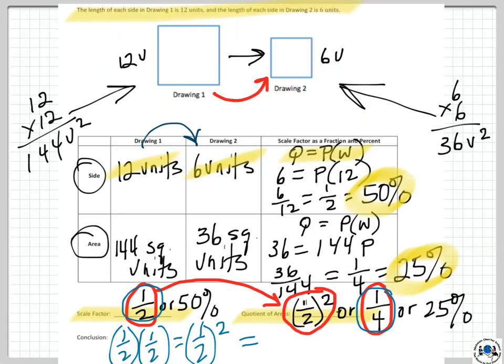The conclusion is, and again, I told you at the beginning of the lesson about this idea of your two-dimensional scale factor being the one-dimensional scale factor squared. That's kind of where we were getting to. I wanted you to see that as we went through all of these problems, that was the case.